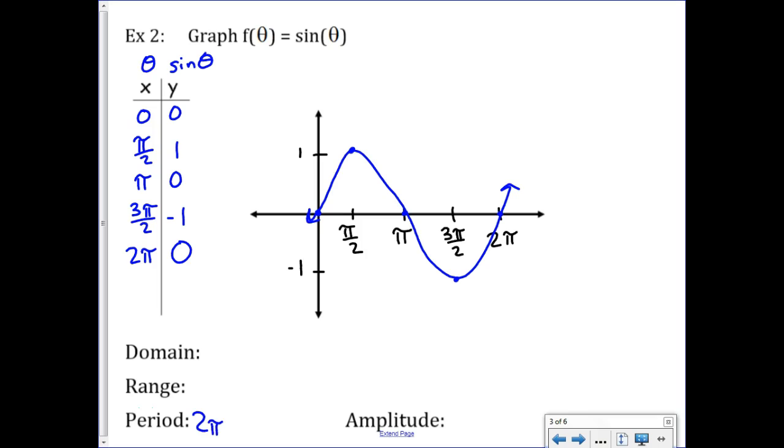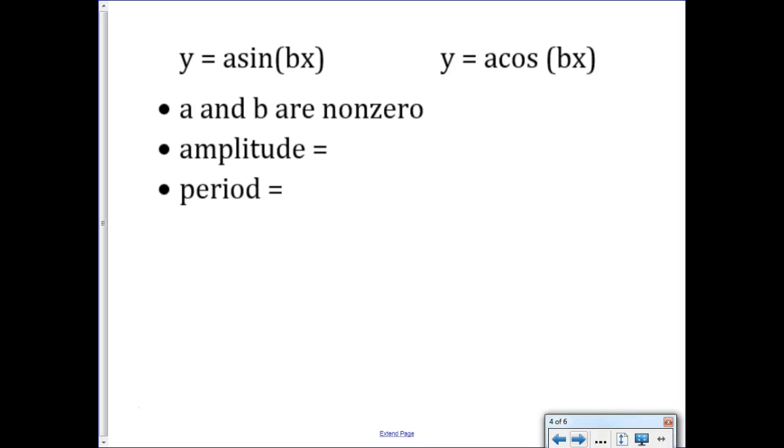This goes on and on forever in both directions, so negative infinity to infinity, but we don't go above or below -1 and 1. So again, very similar to the cosine graph. Amplitude, just like cosine, goes up 1 or down 1, so we have an amplitude of 1. All right, so those are kind of our parent function graphs.